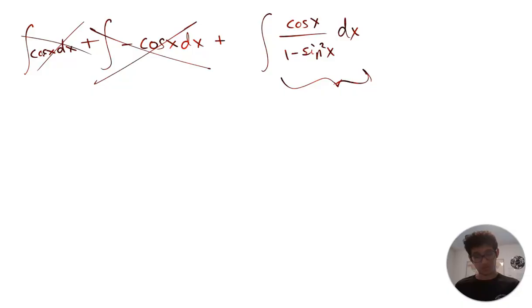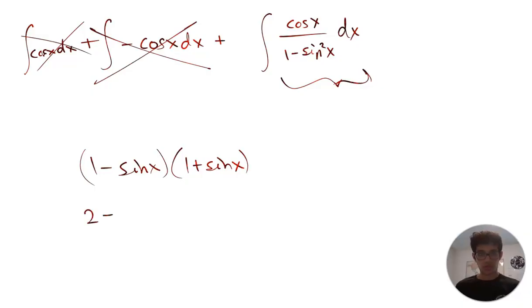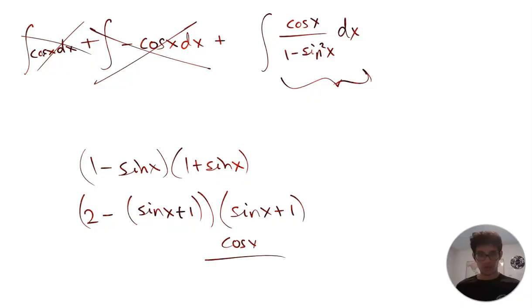But yeah, now the question is how do we actually do this? It's probably not that hard, right? I think we can say, so this is 1 minus sine x times 1 plus sine x, right? And so this is 2 minus sine x minus 1, no, plus 1 times sine x plus 1, in the denominator, and above it we have, okay, so I'll just write it out properly. So it's something like this now.